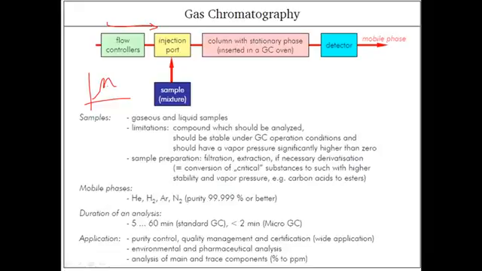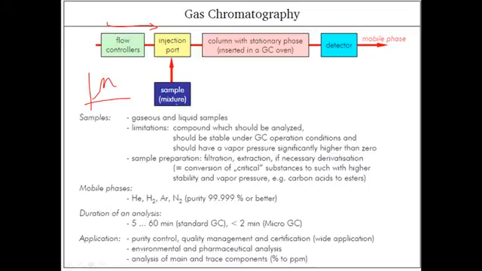If the resolution drops, then the whole system does not work properly. So we need to have perfect data, and for having that perfect data we need to control the flow. That's why we have the flow controller. We have an injection port. Normally a six-chamber injection port is used.